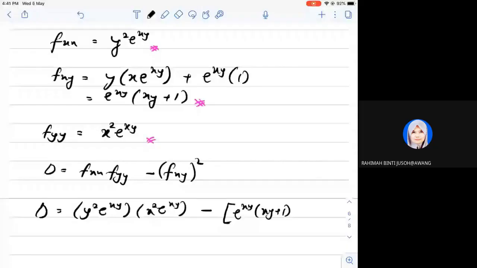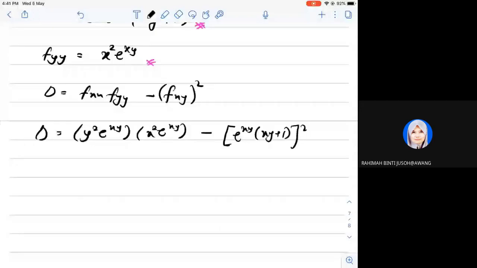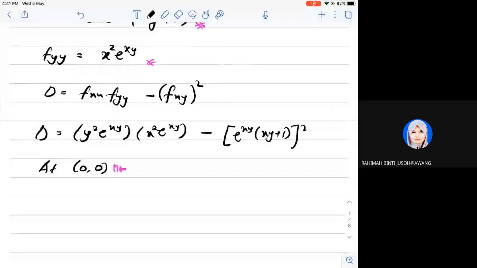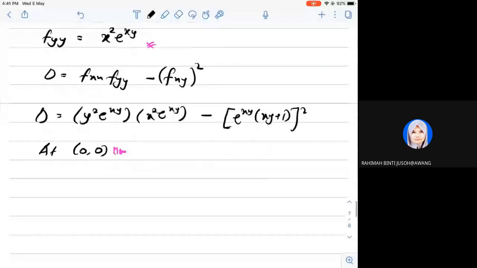So, gantikanlah at 0, 0 gantikan dalam D ni. Lagging lagi. Sorry guys. I don't know what happened. Semalam kelas pun sama. Saya punya iPad ni dia macam slow sikit internet.